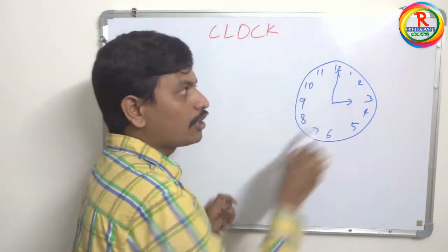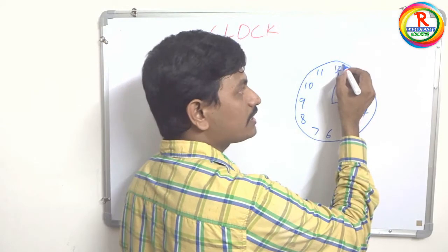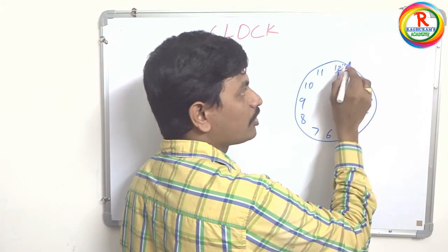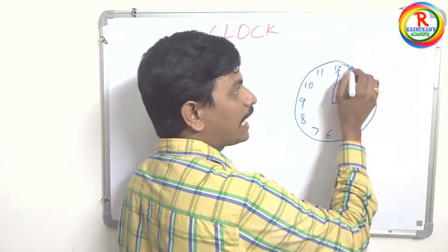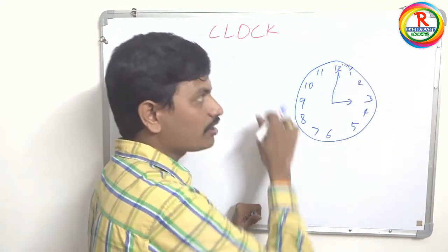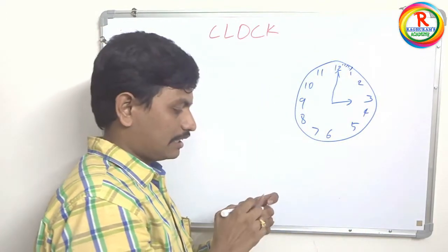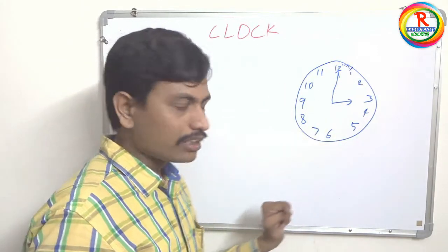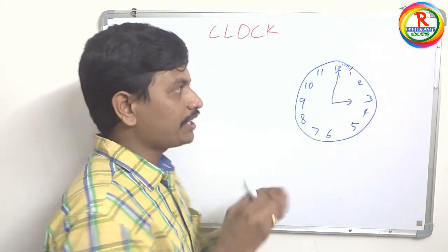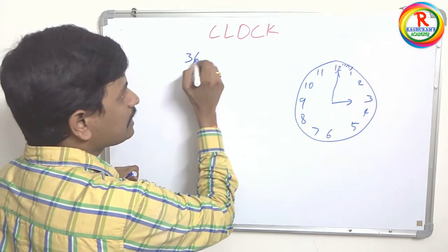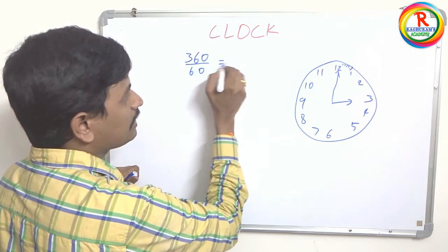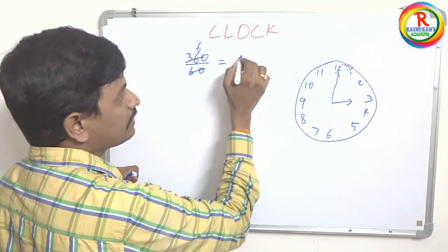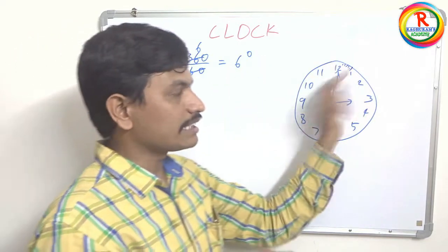So now here we get 5 points in each number. So 1, 2, 3, 4, 5. And how many points around the clock? 60 points. Okay. So it is 360 degrees. The clock is 360 degrees. So each point is how much? 360 divided by 60 points. That is 6 degrees. Each point is 6 degrees.